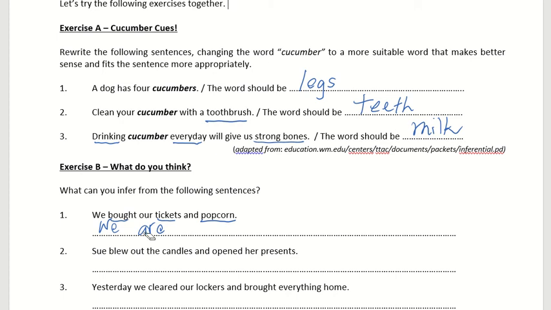because it's past tense, we were at the cinema. Or you can write, we were at the movies. Sue blew out the candles and opened her presents. So what can you infer? What occasion is it? Okay, blowing out candles, opening presents. So it was Sue's, what grand occasion is it? Birthday.